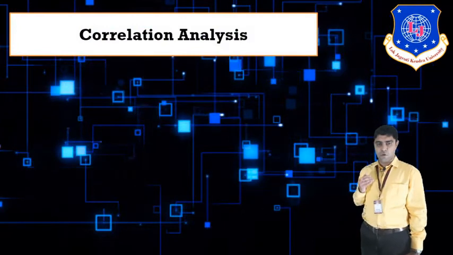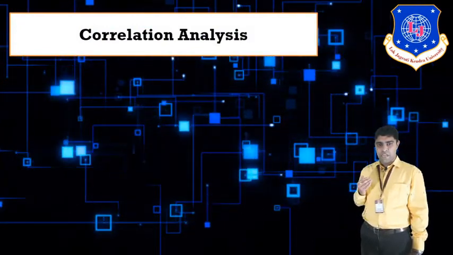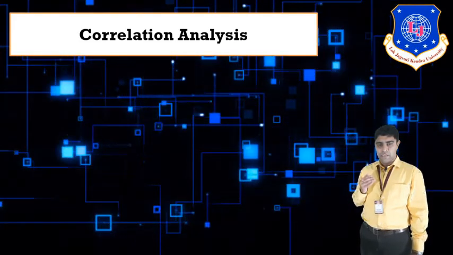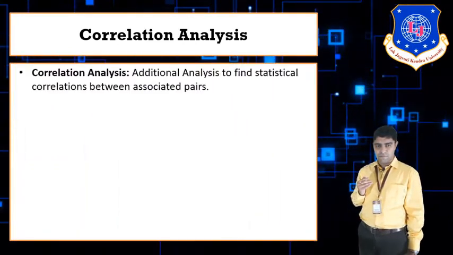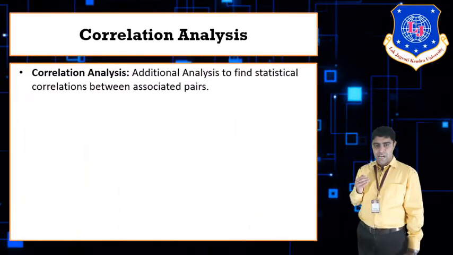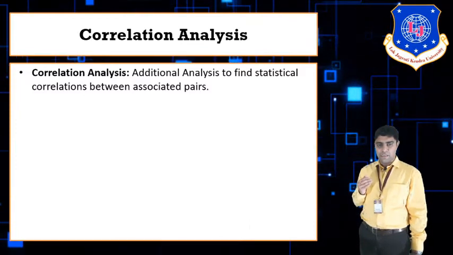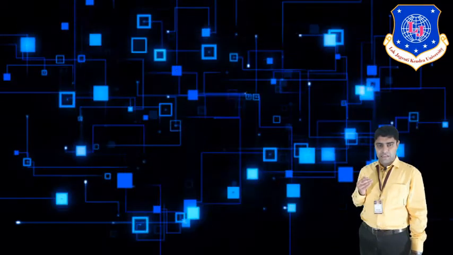Next is correlation analysis. In correlation analysis, a correlation coefficient is applied, and correlation is done from one form of data to another form of data. So correlation analysis is an additional analysis to find statistical correlation. Statistical correlation is done between the two associated pairs. That is called correlation analysis.